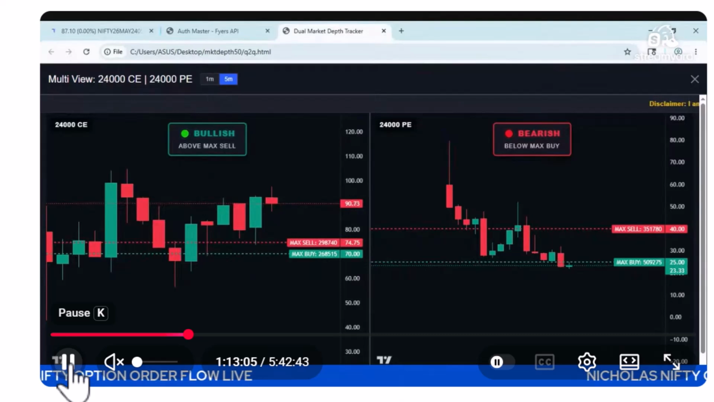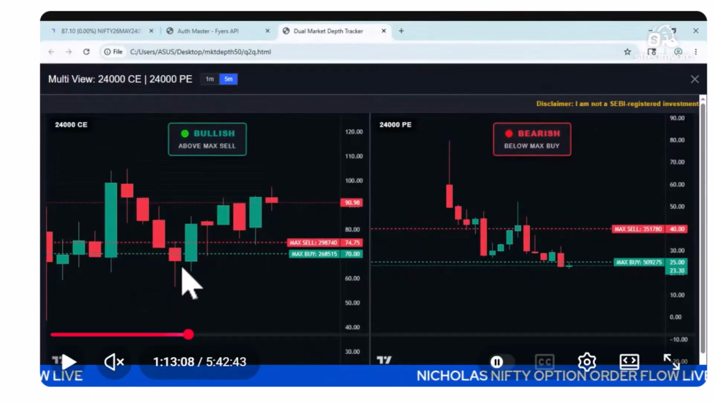Now I will show you how to trade with these levels. You can see two lines here. If any 5 minute green candle breaks and closes above the level, it's a bullish trend. This is the 24,000 CE level, and this candle is closing above the level, so it's a bullish trend.